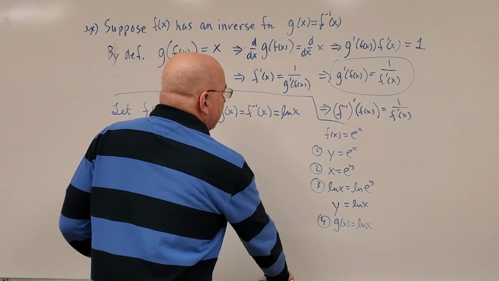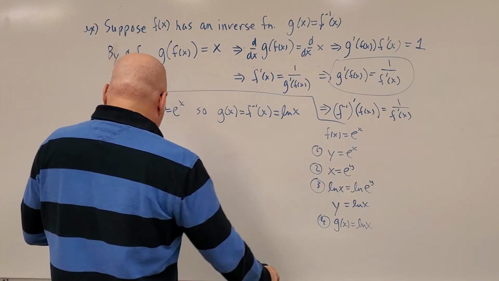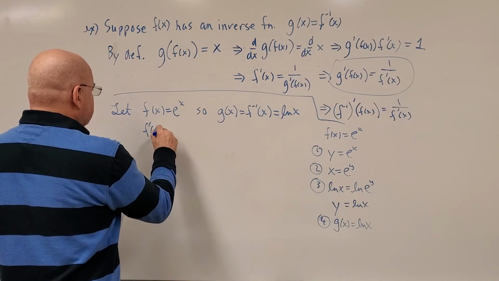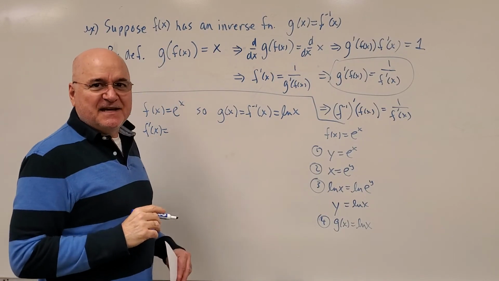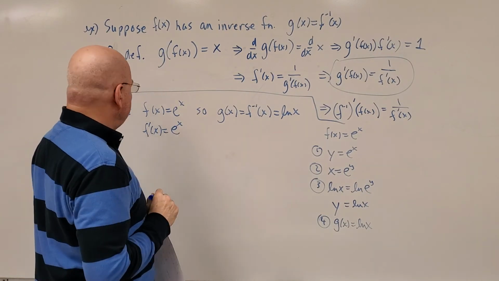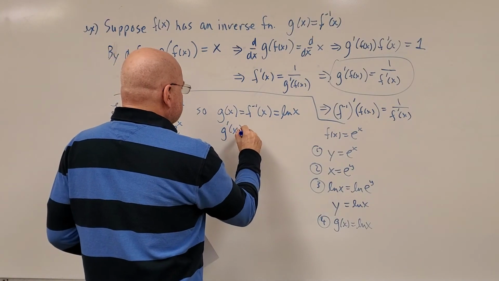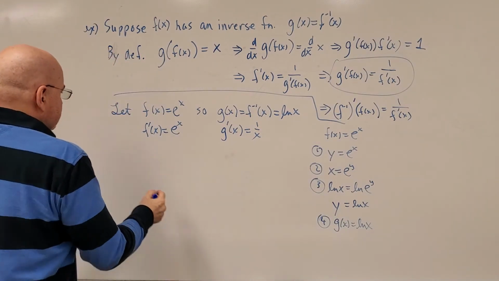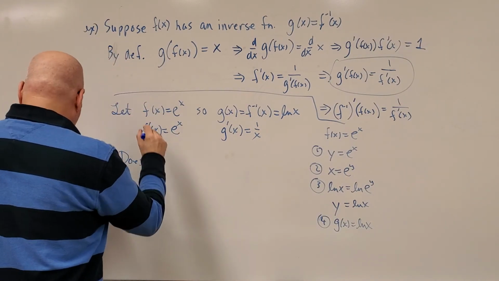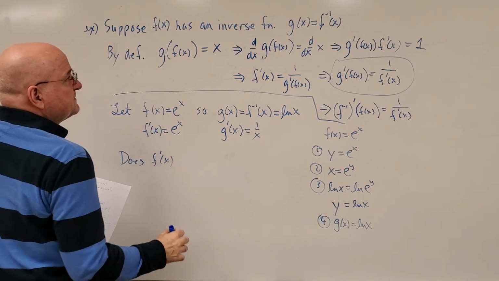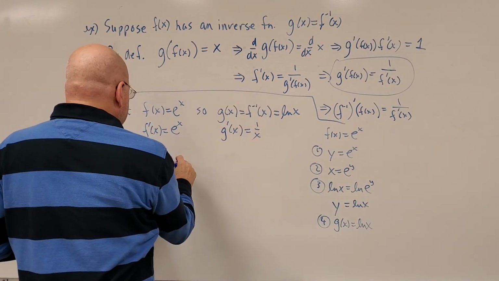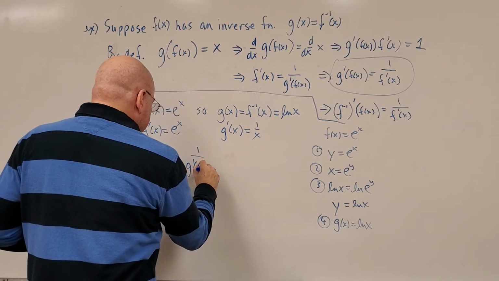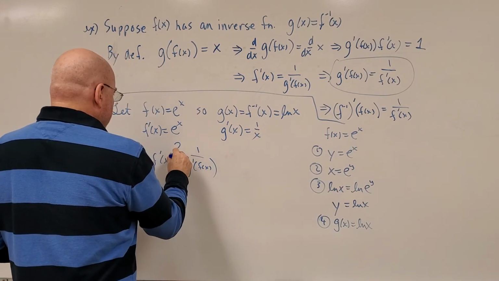Okay, so we have a function and we have its inverse. Let's take the derivatives of both of those. f prime of x is, well, that's a nice function. e to the x, the derivative is e to the x. g prime of x, the derivative of ln x is 1 over x. So let's just ask ourselves, does f prime of x, right here, equal 1 over g prime of f of x? I'll put a question mark there.